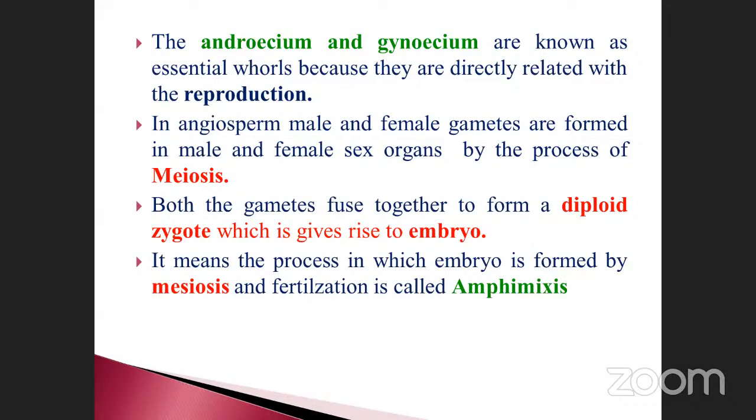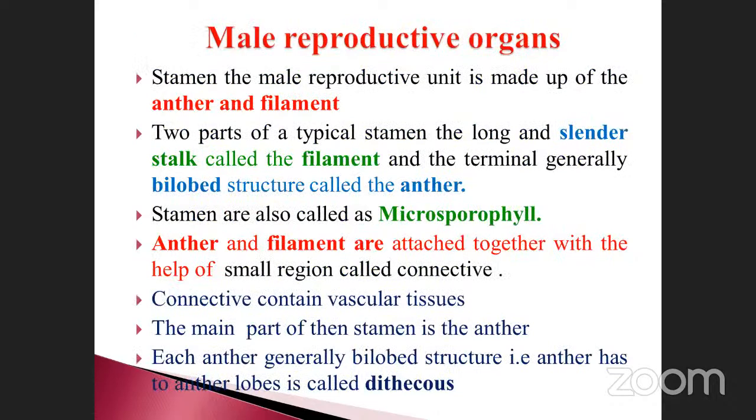So it is also syngamy, normal fusion. But here it is the fusion of gametes from two different parents, male as well as female. That's why it is called amphimixis. Do you understand? Are you clear now? Yes, sir. Okay. What is the next one?